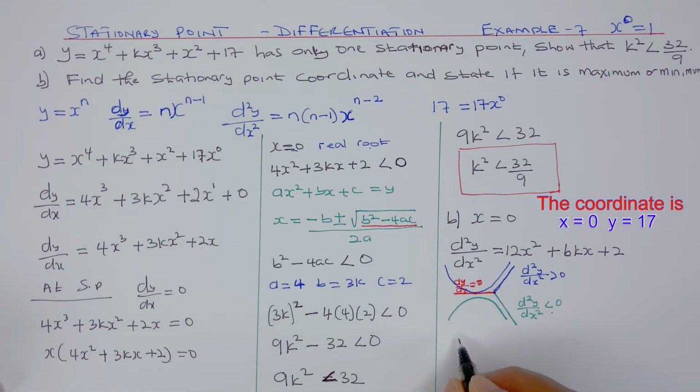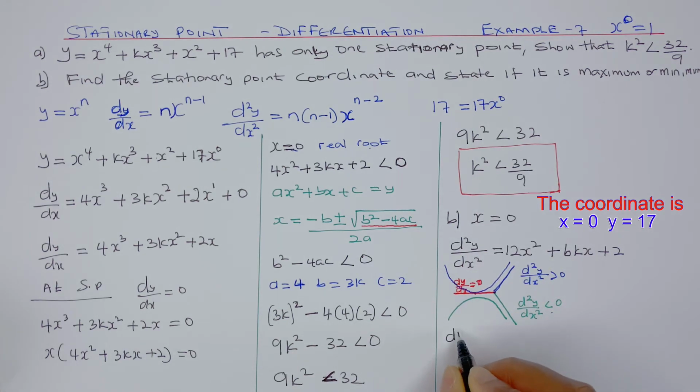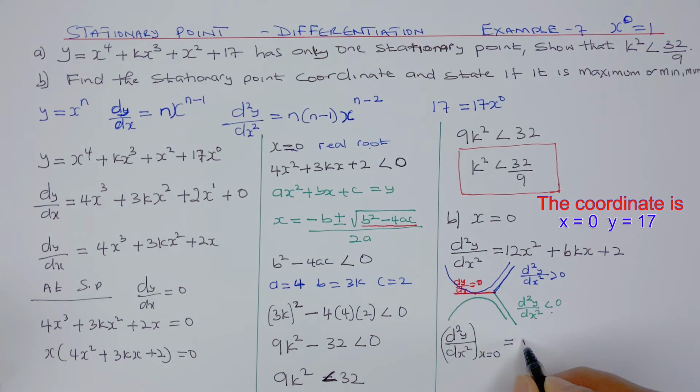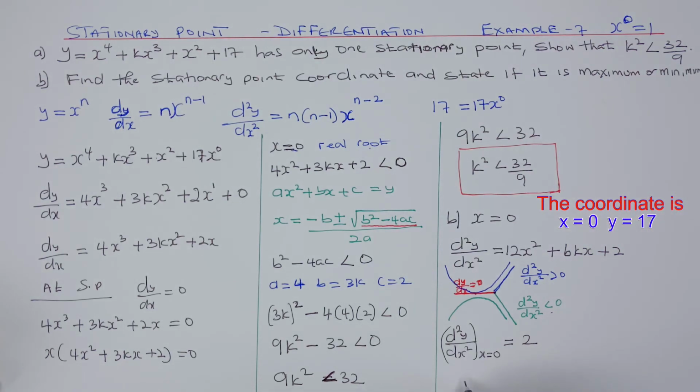We're going to determine that now by substituting x into here and finding the value. So d2y/dx squared, when x equals 0, will be equal to, if x is 0, that will be 0, and if x is 0, that will be 0, which means d2y/dx squared is 2. Now that's positive, which means it's a minimum. The question states we should state whether it is a maximum or minimum. We now know that it is a minimum.